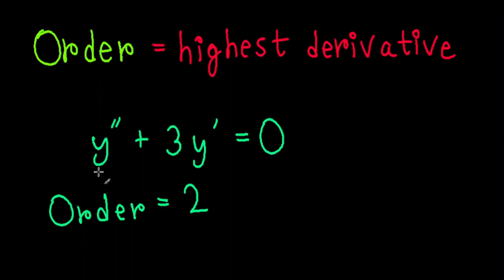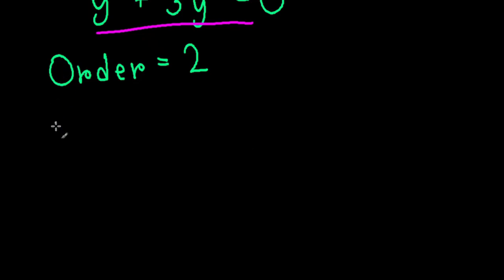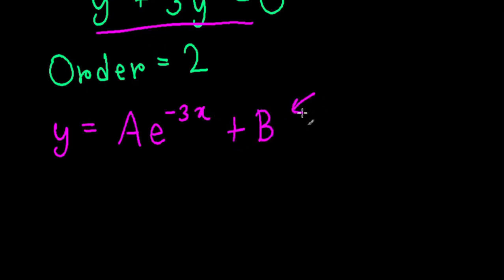All that I want to say is that, for now, I'm telling you that this is the general solution for the equation. It is y equals a e to the minus 3x plus b. I'm telling you that this is the solution.